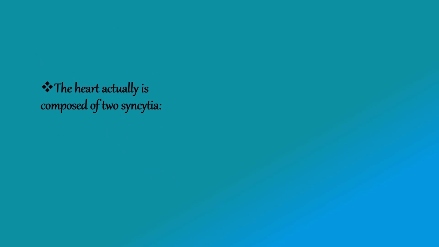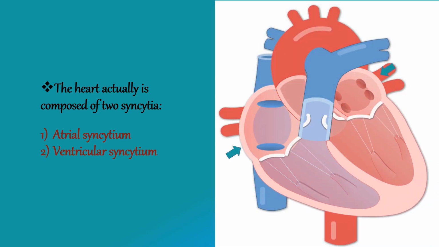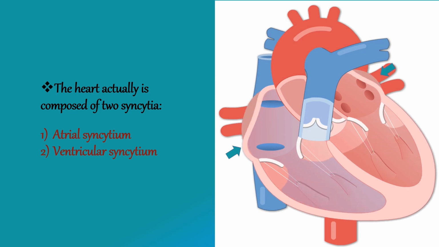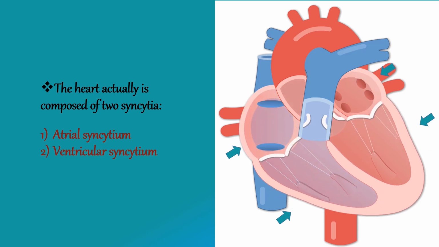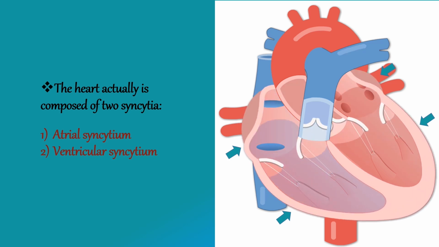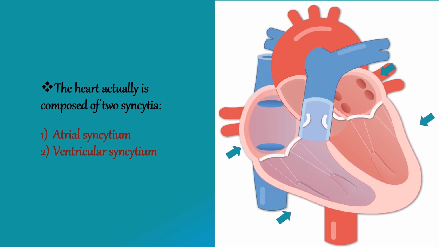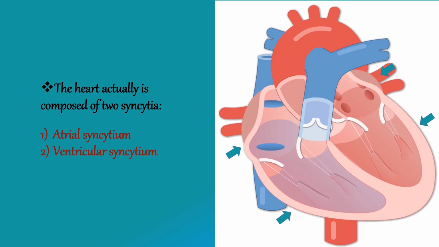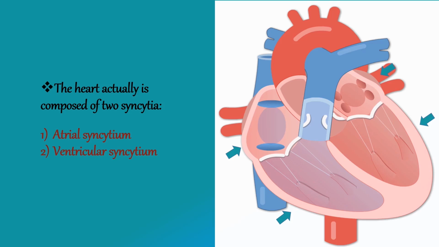The heart actually is composed of two syncytia, the atrial syncytium and the ventricular syncytium. The atrial syncytium constitutes the walls of the two atria and works together, and the ventricular syncytium constitutes the walls of the two ventricles and works together. This division of the muscle of the heart into two functional syncytia allows the atria to contract a short time ahead of ventricular contraction, which is important for the effectiveness of the heart pumping.